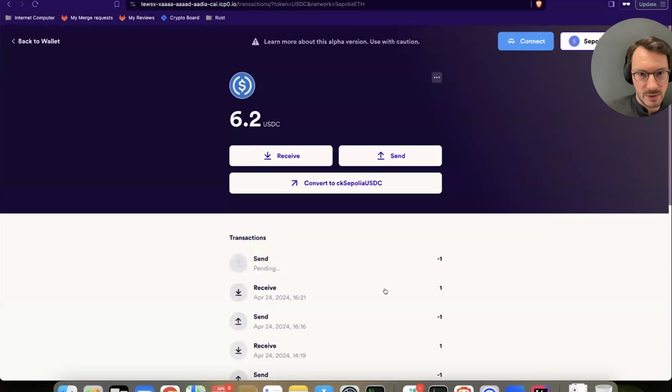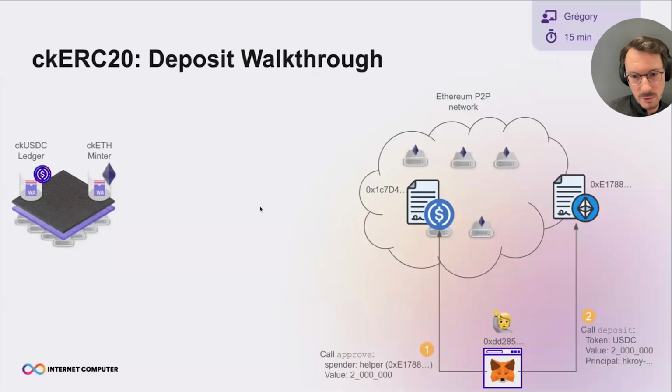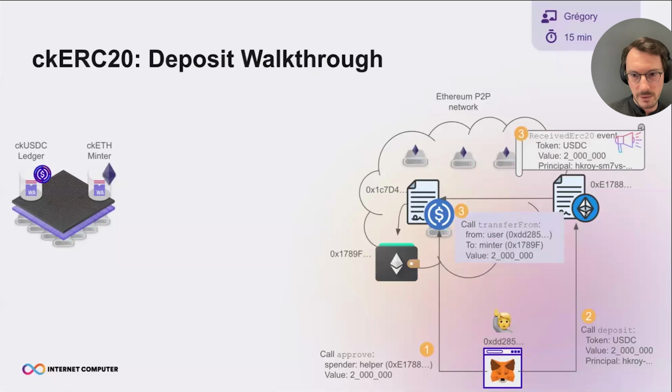And after a while, this should be picked up by the minter. So while we wait for it to be picked up by the minter, we could go back a bit to the explanation. So now basically the user called the deposit method, and the helper smart contract is going to do two things. So first is going to call the USDC smart contract, is going to call the method transferFrom. And we know this method exists because this is part of the ERC20 specification. And by calling this method, it's going to move the user's funds to the minter's address.